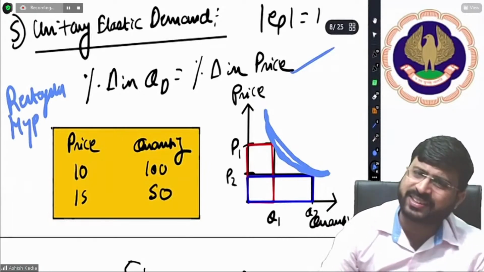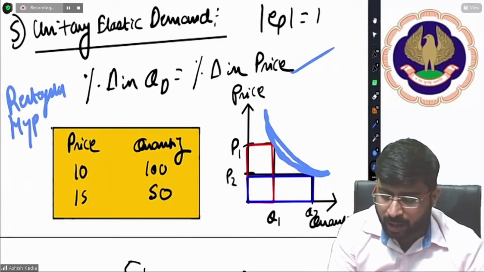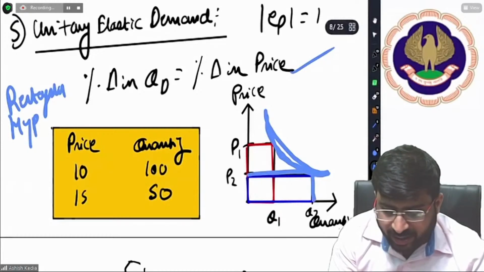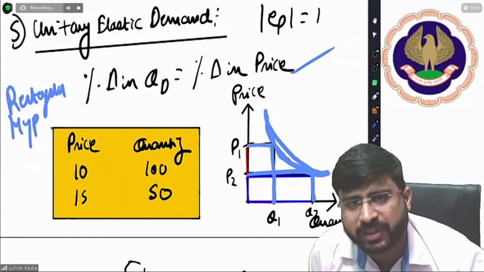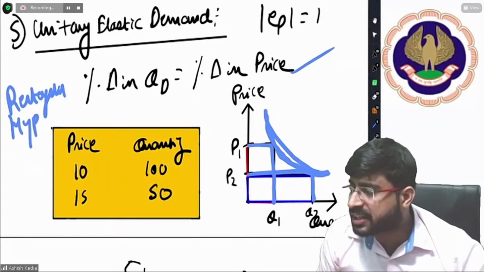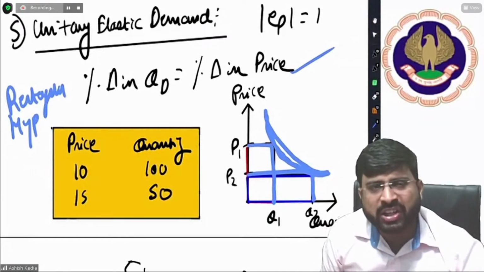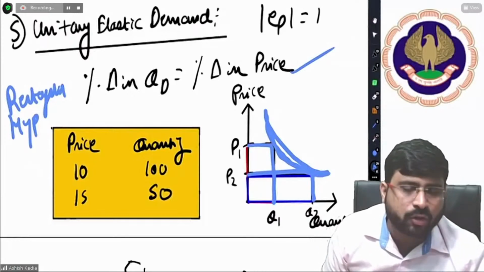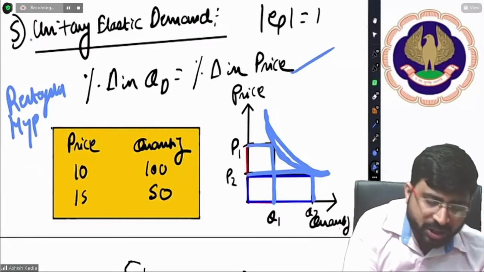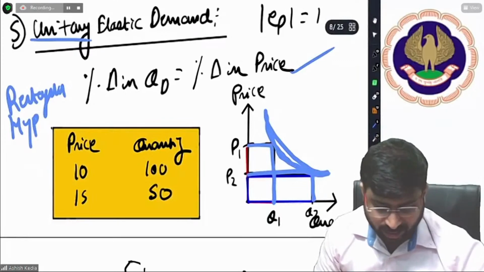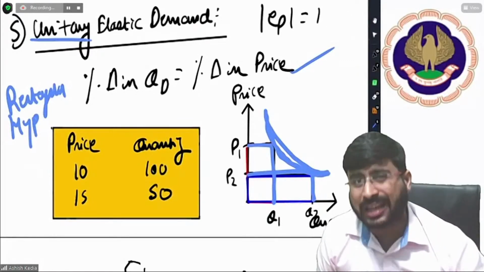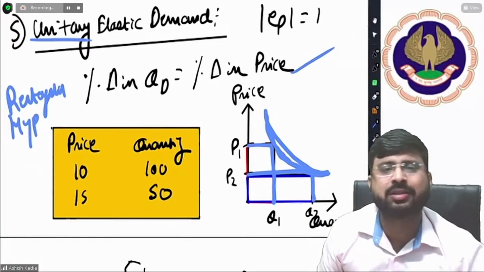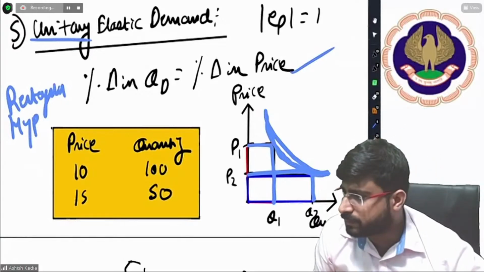Can you tell me why it is called a rectangular hyperbola? Because if you draw a rectangle within it, the area of each rectangle will be the same. And therefore we call it unitary elastic demand. Unitary means one.